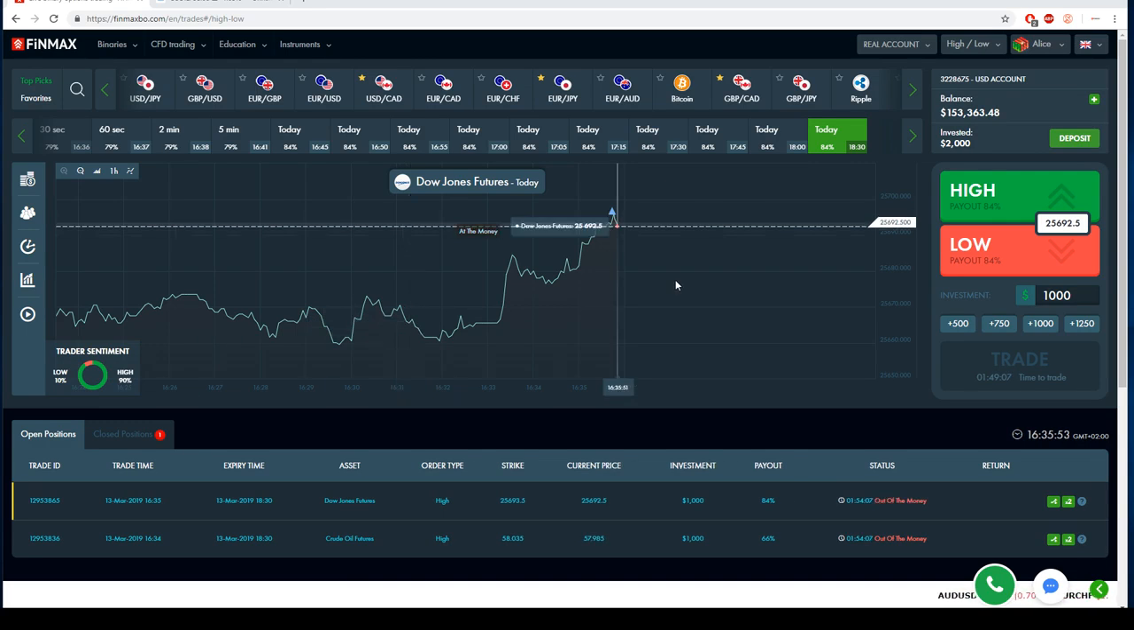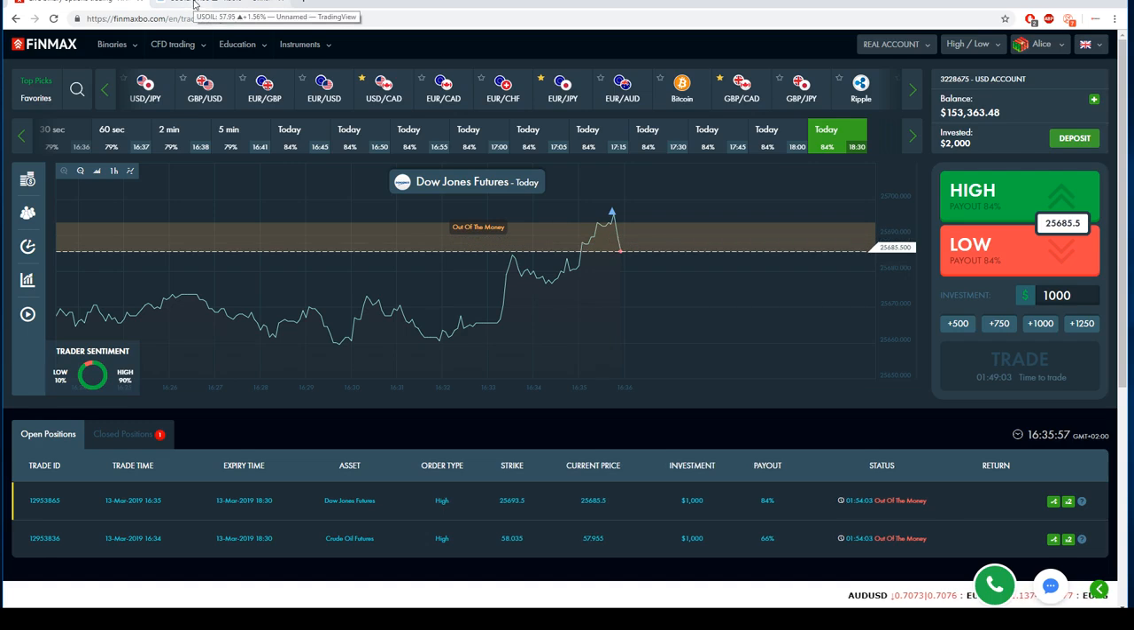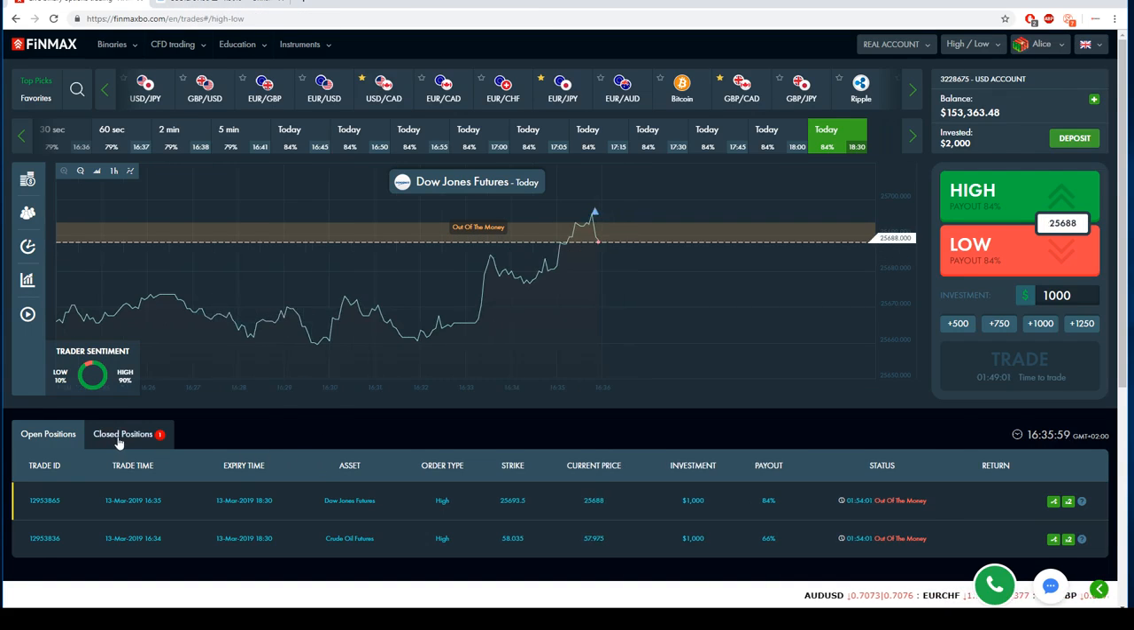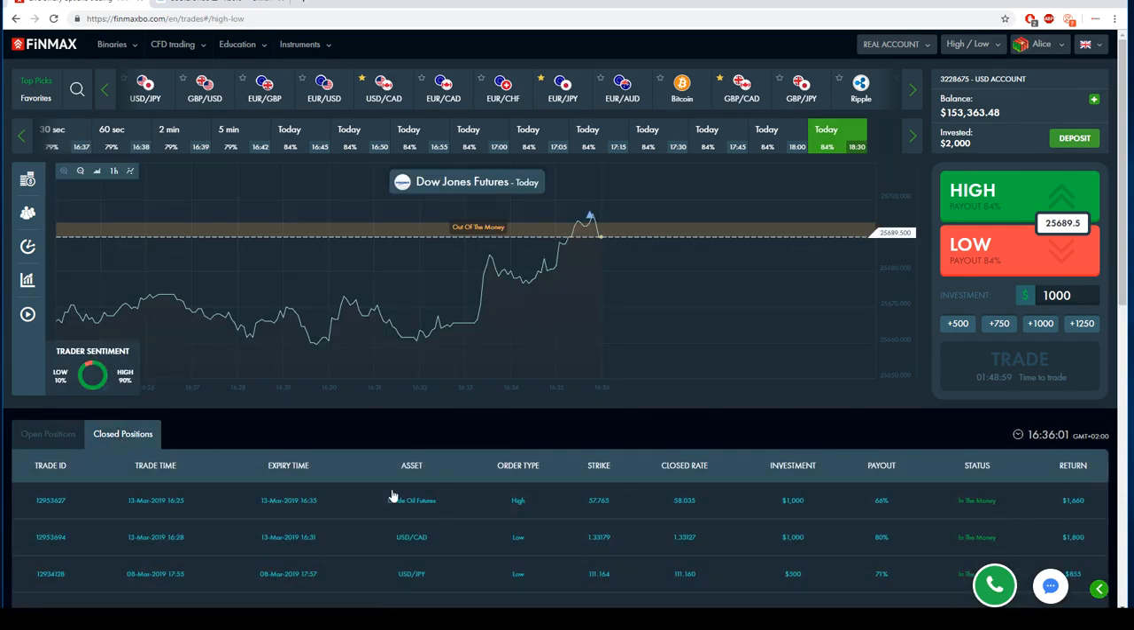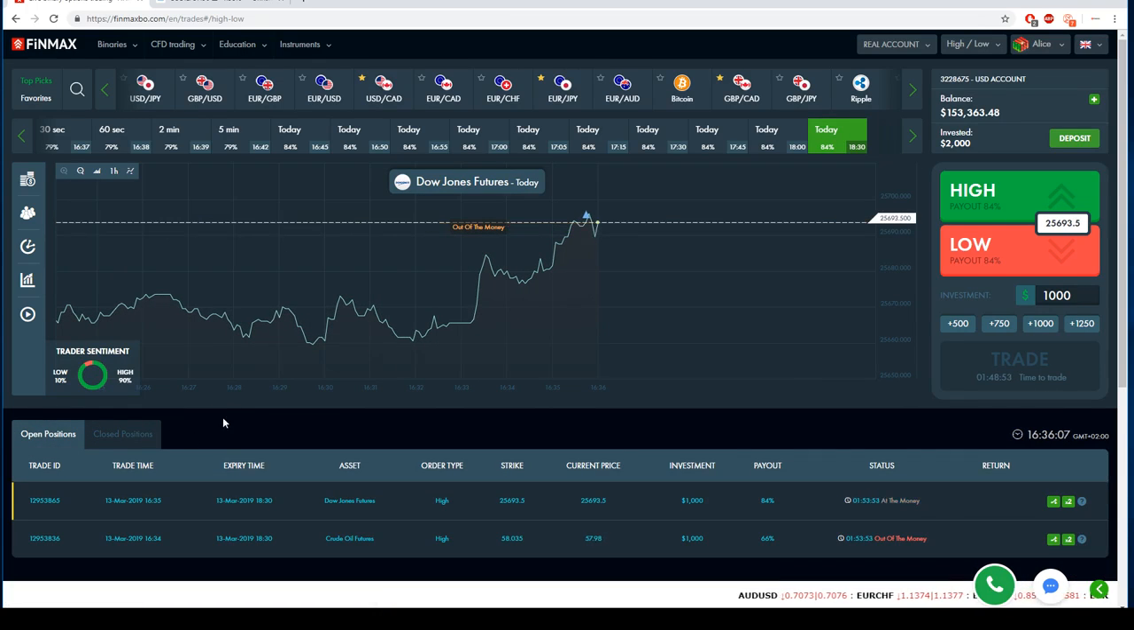Well, to my mind, what we had looked pretty good, the trades that we have opened. So we see them here. And let's hope that the following trades that I have open are going to close in the money as well.